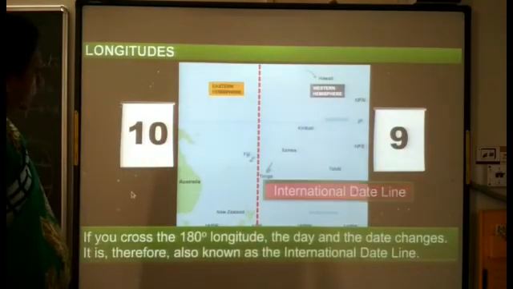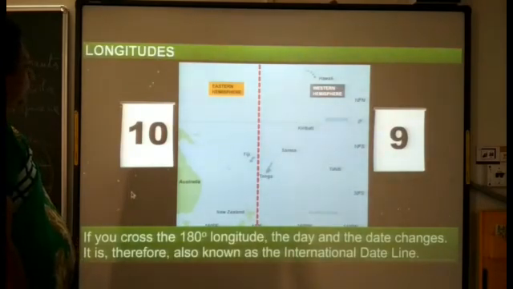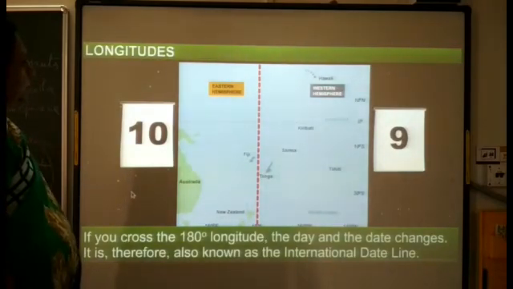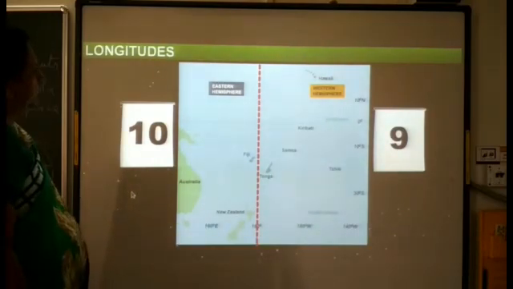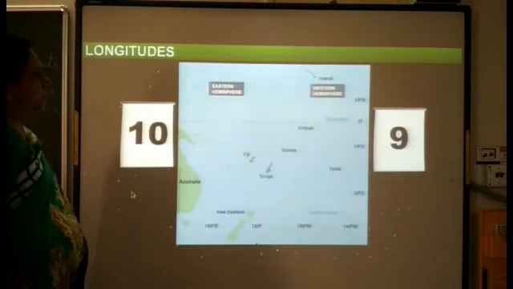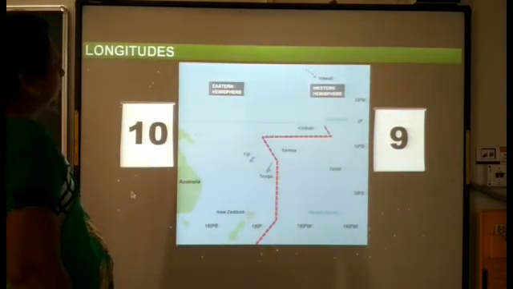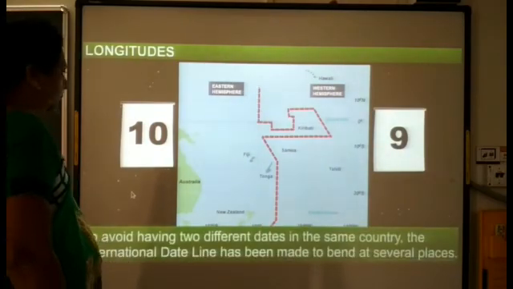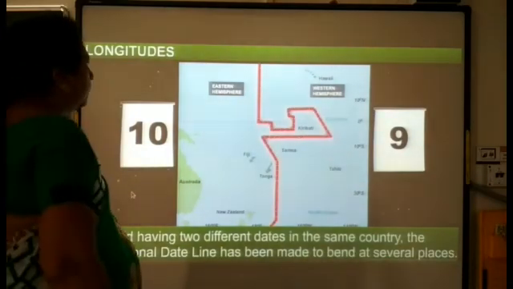The date in the eastern hemisphere to the left of the line is always one day ahead of the date in the western hemisphere. To avoid having two different dates in the same country, the International Date Line has been made to bend at several places. Therefore, on maps and globes, you will find that the 180 degrees longitude is a zigzag line.